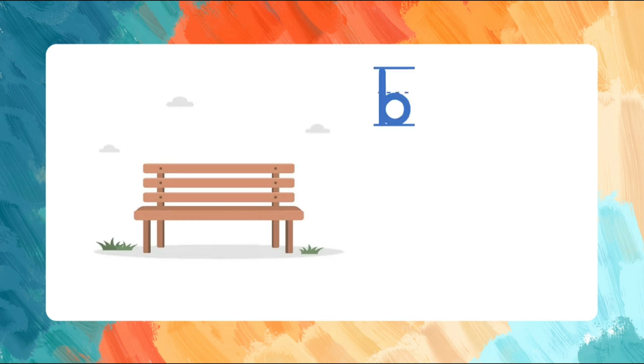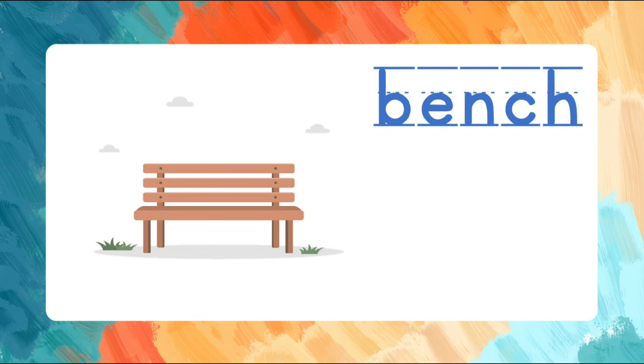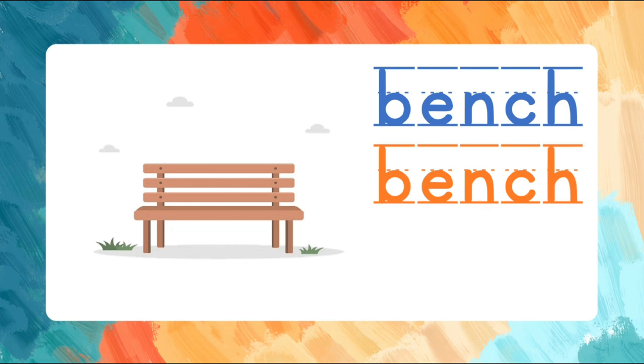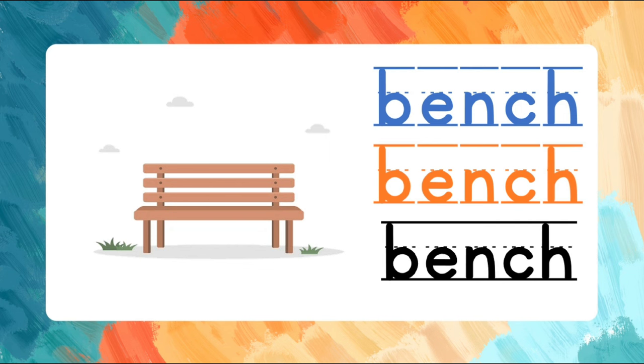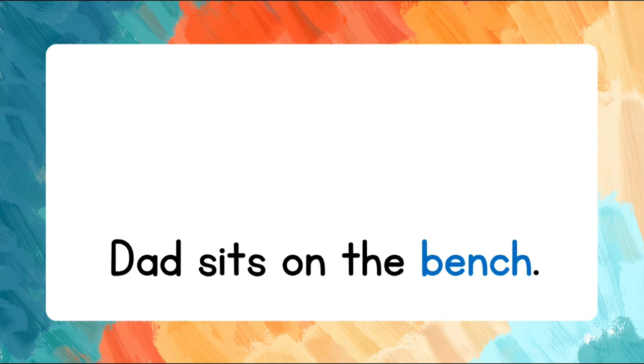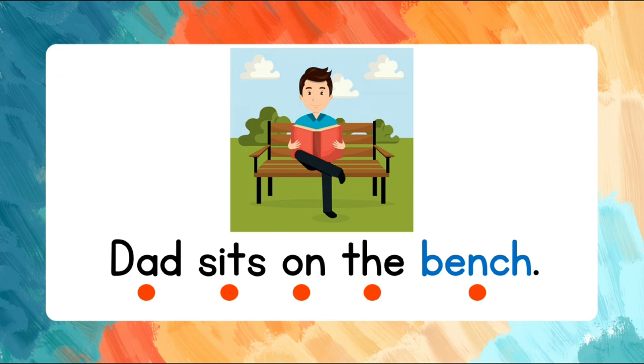Bench. B E N C H. Let's spell the word one more time. B E N C H. Bench. Let's read the sentence. Dad sits on the bench. Dad sits on the bench.